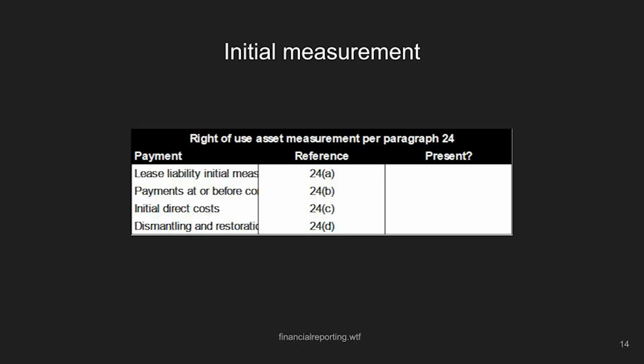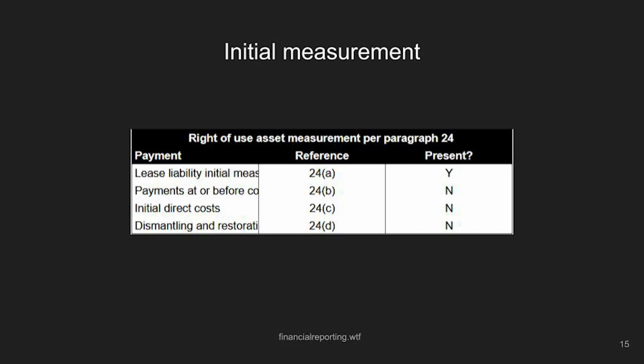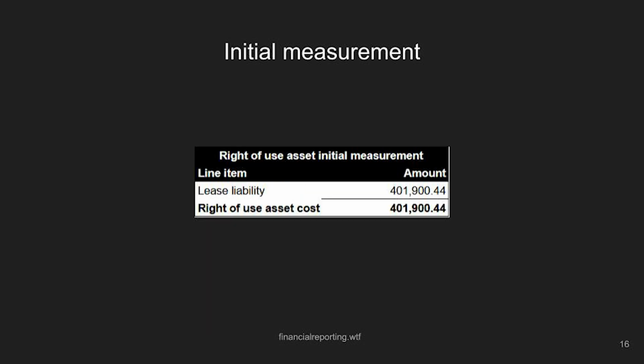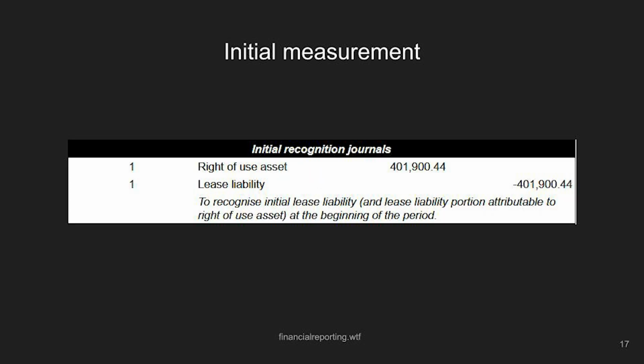Let's think about what we need to consider. In this case, we have our starting point, the lease liability. We do not have any payments at or before lease commencement, nor do we have any initial direct costs or dismantling and restoration costs. To measure our right-of-use asset in this case, we can simply take the lease liability. We can post our journal to recognize initial measurement as such. Right-of-use asset and lease liability are debited and credited respectively to the extent of the lease liability initial measurement.